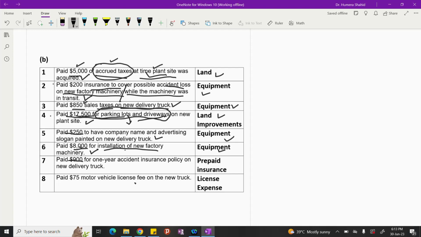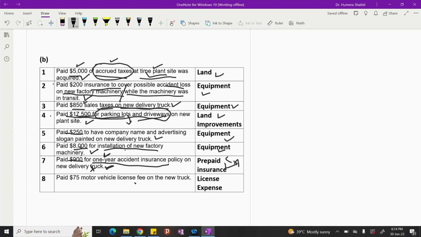Paid $900 for 1 year accident insurance policy. Can you see? 1 year means every year you have to renew it. So it's an annual insurance policy. We don't add it to the cost of equipment. It is a prepaid insurance because you have incurred this cost for 1 full year. And when the year comes to an end, for the next year you will again purchase this insurance. So it's prepaid insurance, and prepaid insurance is a current asset, right?